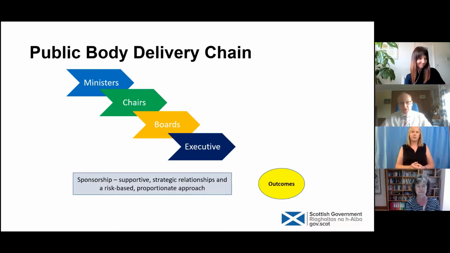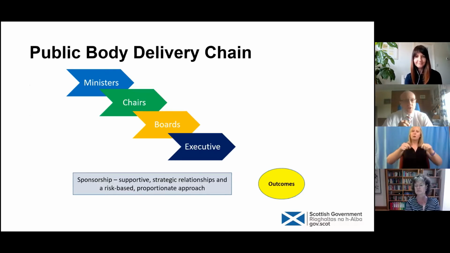Right, so the delivery: ministers are at the top, so ministers make the appointment, then each body has a chair, then there's the board, and then there's the executive team, that's the chief executive and the directors of the organisation. And in the yellow bit, the outcomes, is to ensure that they achieve the outcomes of what the body is set up to do.